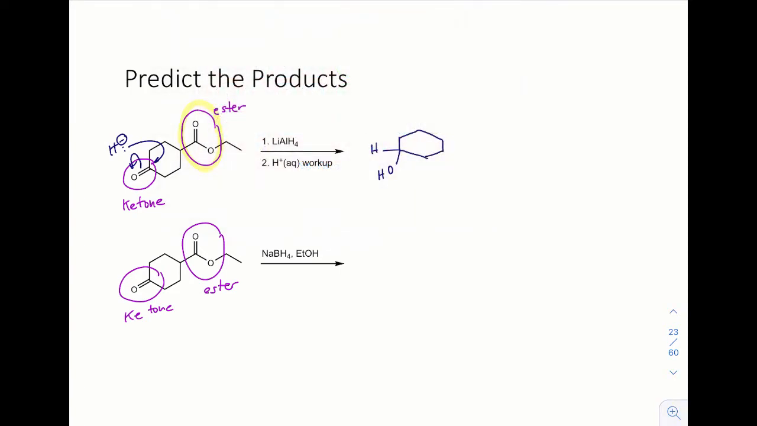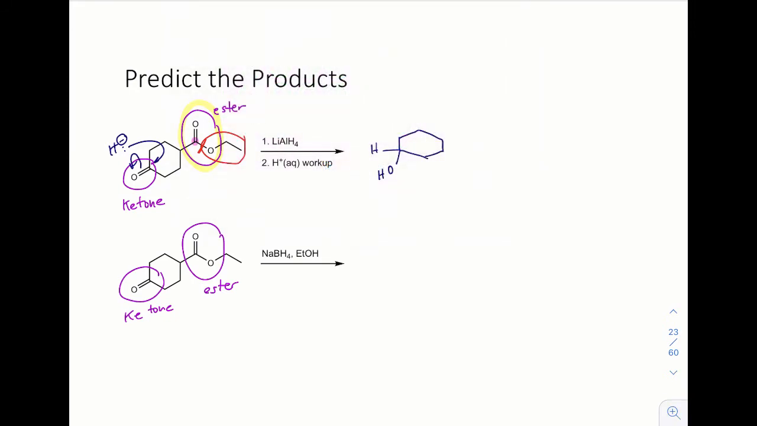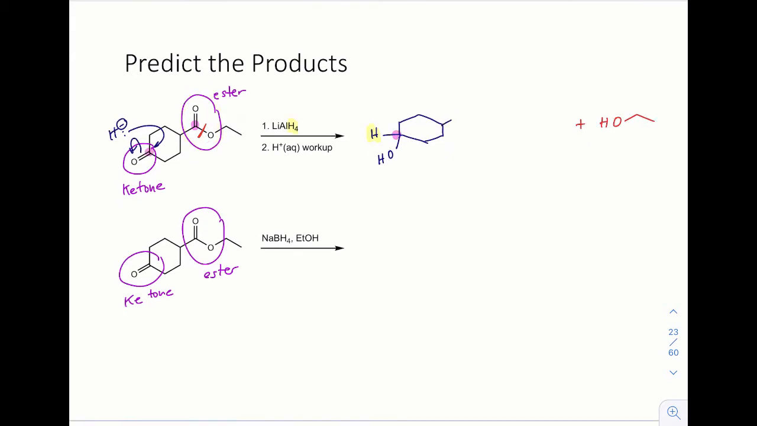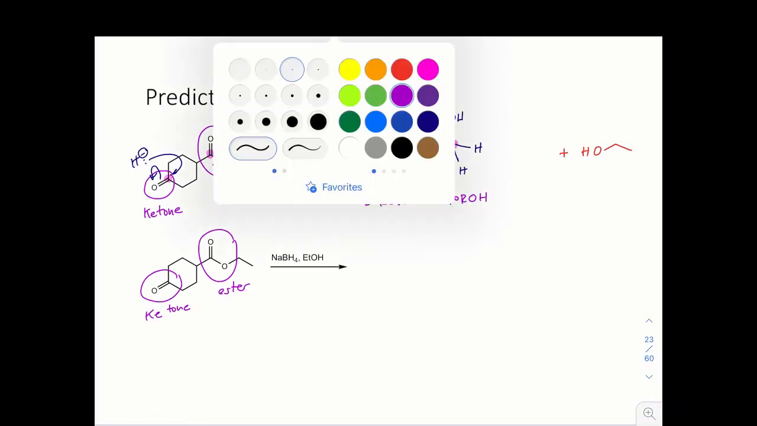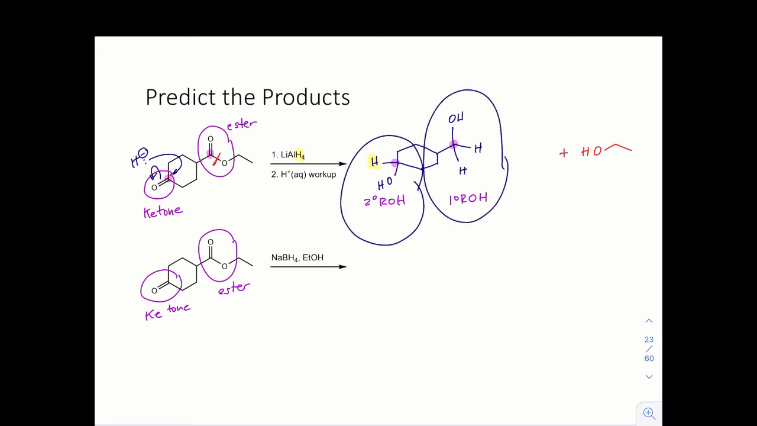However, it's a tad more complicated. We know that the bond between the alkoxy group and the carbonyl carbon will be broken, and the alkoxy group will leave. So ultimately, after workup, that alkoxy group will be converted to an alcohol. Two equivalents of hydride will add to the carbonyl, because once the alkoxy leaves, you'll have an aldehyde, so two equivalents will add. Both functional groups were reduced with the reactive lithium aluminum hydride, generating the secondary alcohol from the ketone and the primary alcohol from the ester.